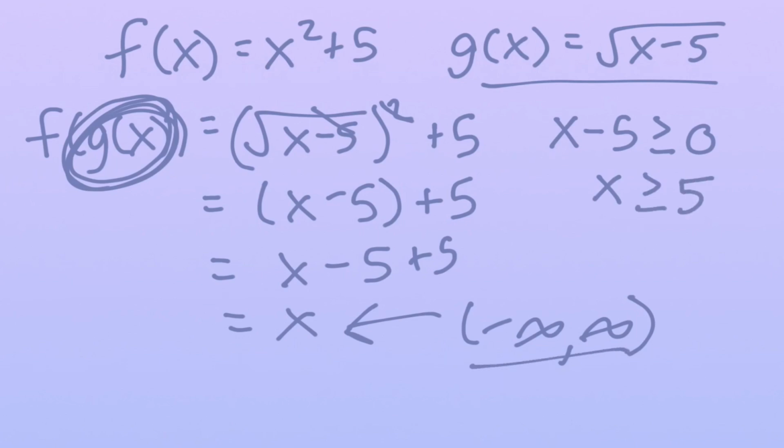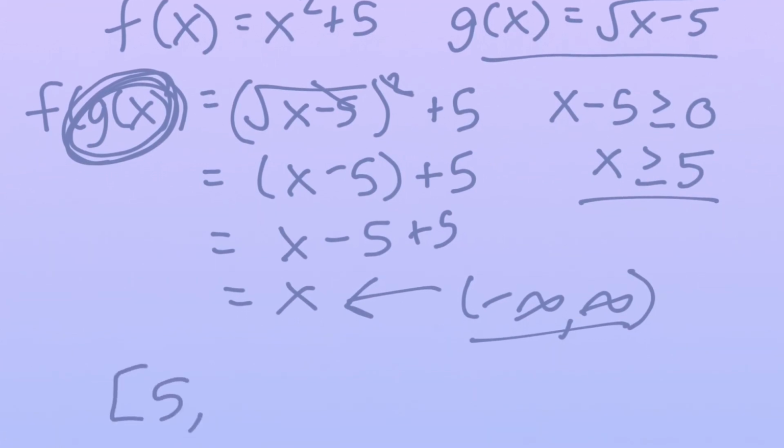So this value gave us negative infinity to infinity. This one told us only 5 to infinity. So we have to take the most restrictive part. So it's going to have to be 5 to infinity.